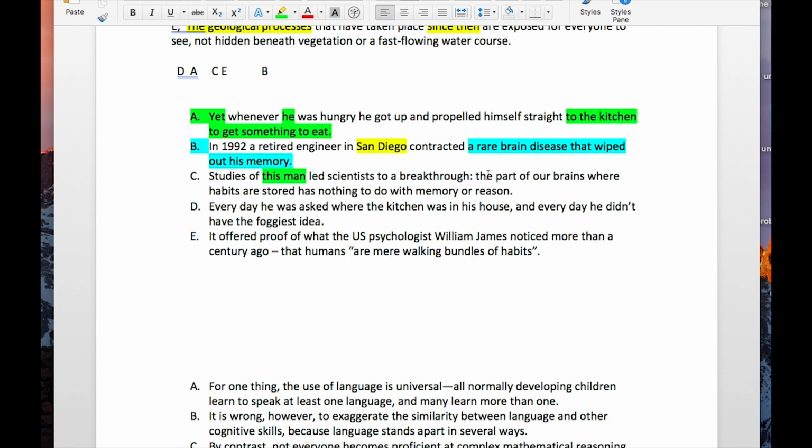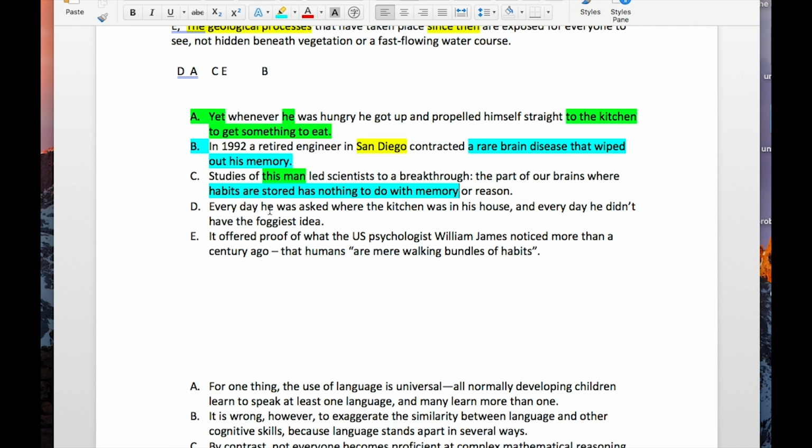A breakthrough. What kind of a breakthrough? The part of a brain where habits were stored has nothing to do with memory. So the object is habits were stored, and has nothing to do with memory. So this is your object, and we're going to keep this part, and then we continue to read.